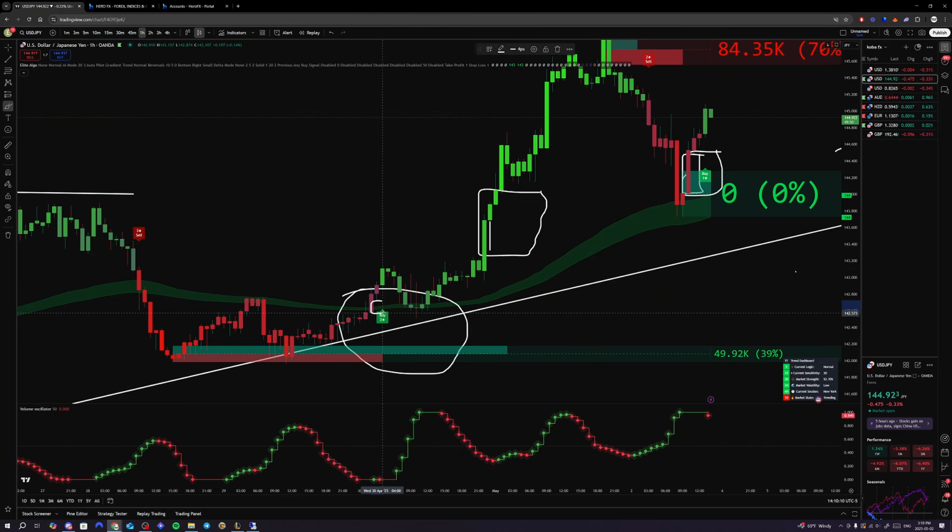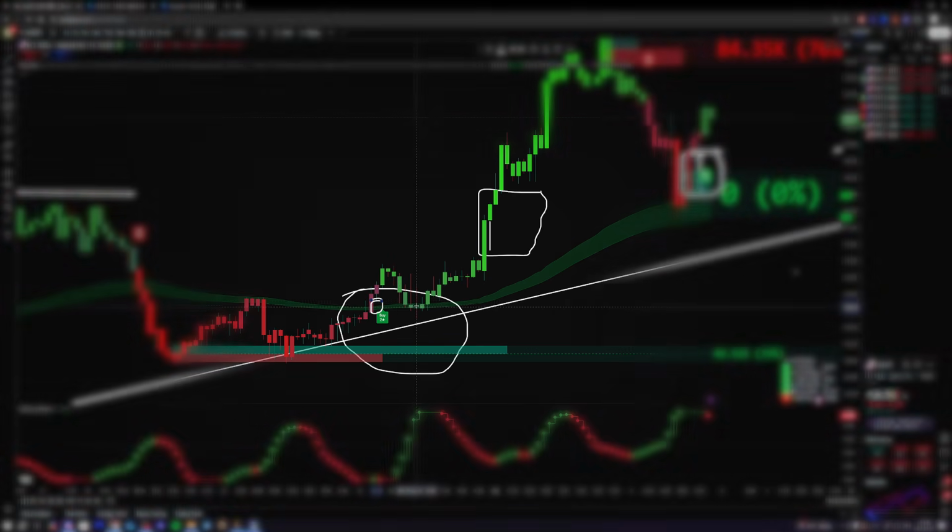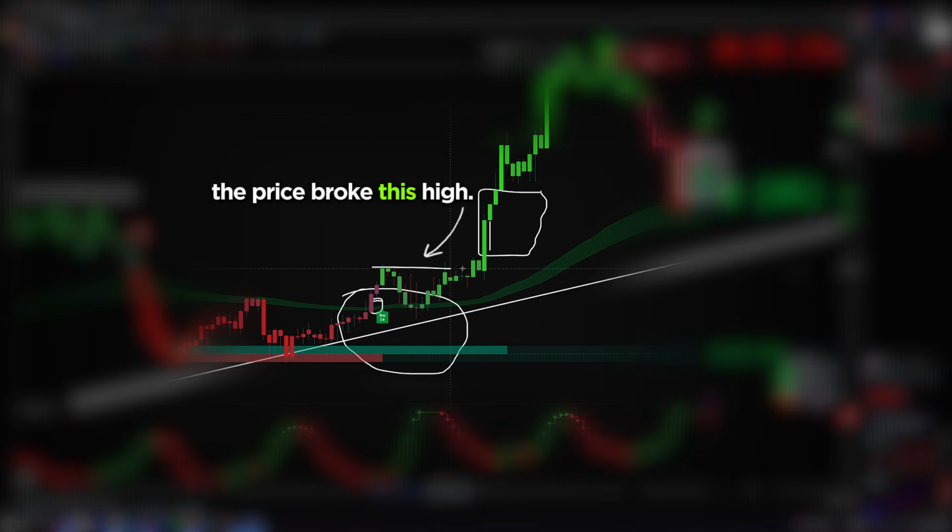Just like over here, for example, we see that there was a small fair value gap that was formed. This little area was not tested. The price at this time was red volume. So again, there's no volume in the market. The price came back down to retest this fair value gap and then gave us indication of high volume, and we saw the price broke this high right here.